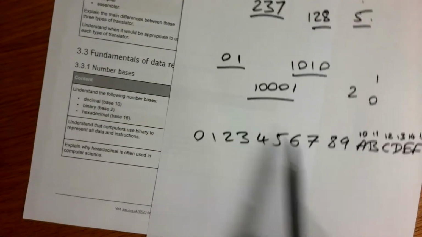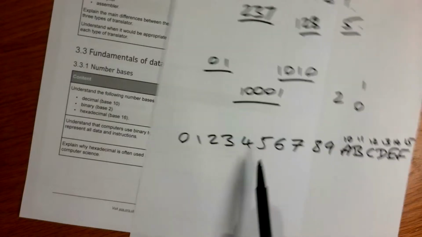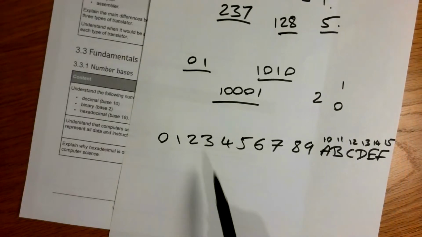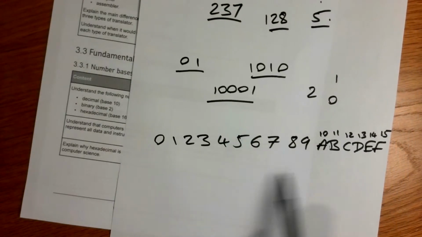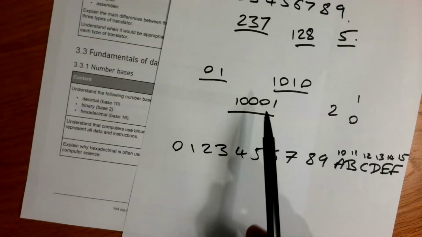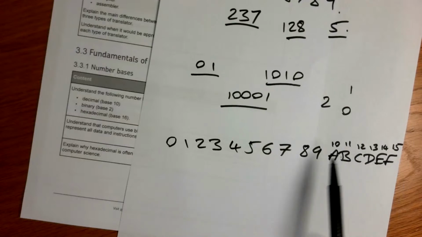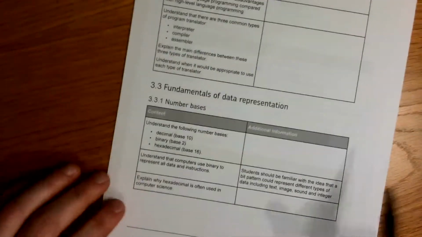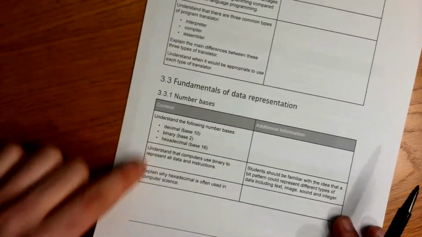Hexadecimal is a lot easier for humans to read and understand than binary, because we can represent a much bigger number using hexadecimal rather than representing it with lots of 1s and 0s. So that's the main reason why we use hexadecimal. It's much easier for humans to read and understand. So that's your first bit into number bases, the first 3 in there.